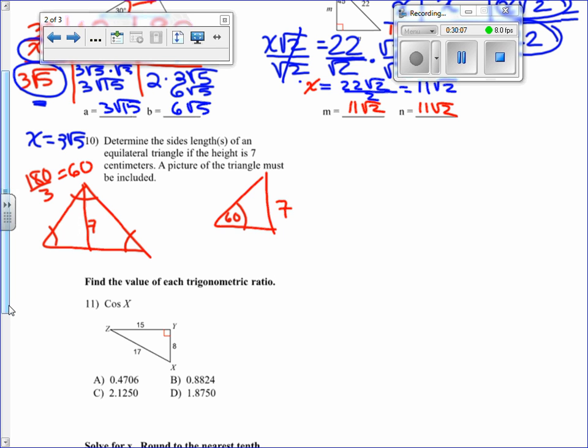So the problem didn't tell you what form your answer had to be in. Some people chose to do this as a special right triangle. Some people used a trig function to do it, okay? Either way, I'm good. I'm going to do it as a trig function.